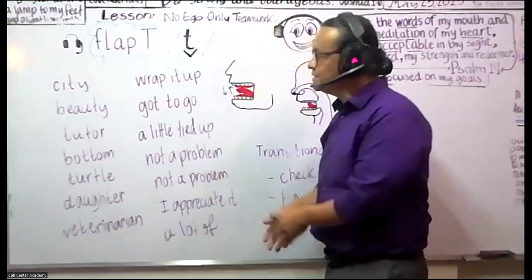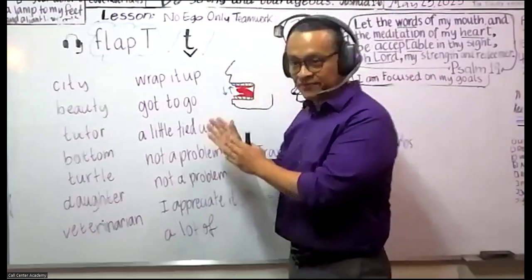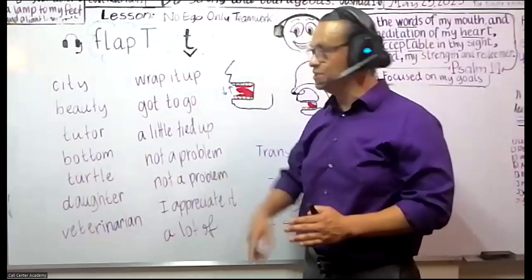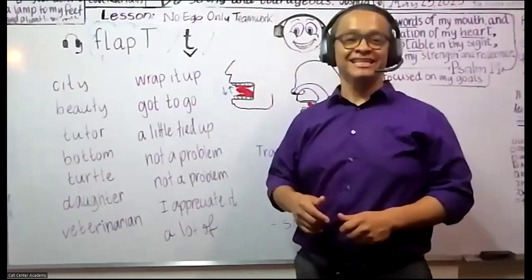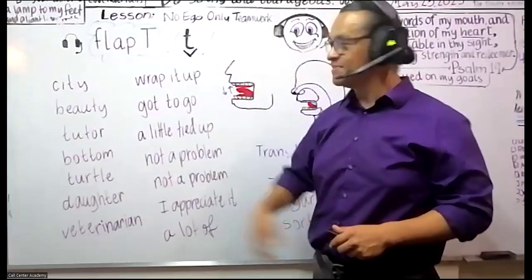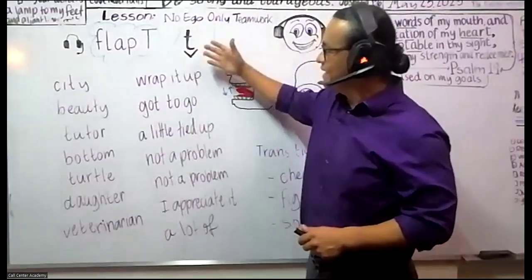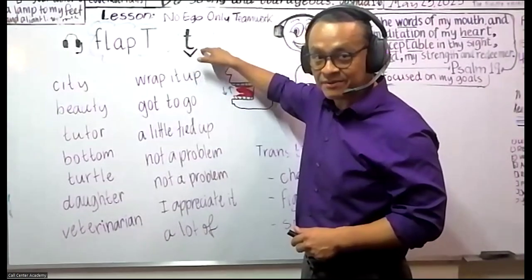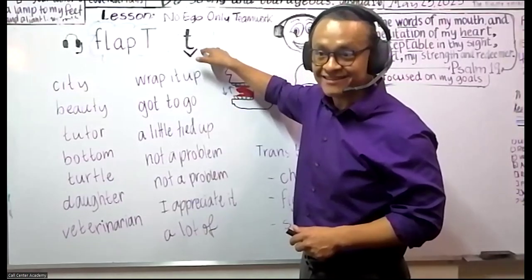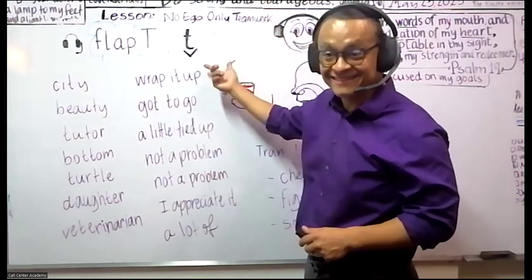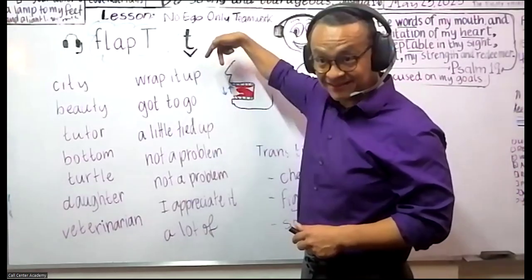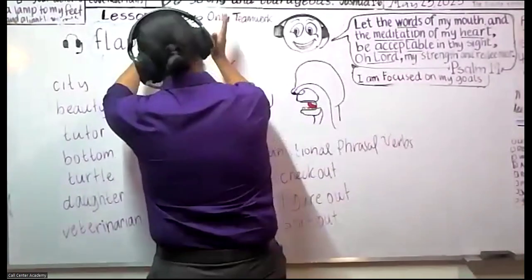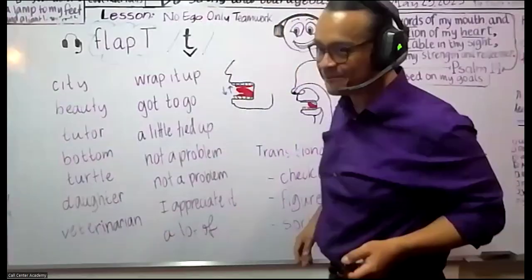Our focus from last time was the use of the flap T. The flap T is a consonant sound unique to the English language. It's going to be this sound, d, d, d, d. Phonetically, we're going to represent the flap T using an inverted circumflex. What do we call this symbol, guys? Circumflex. Inverted circumflex. Yeah, that's right. And we're going to put that in between our forward slashes.